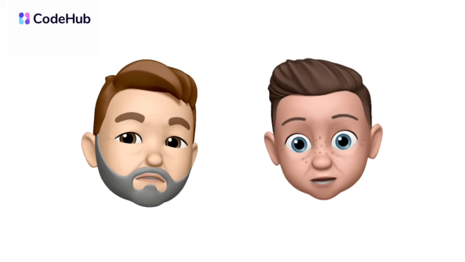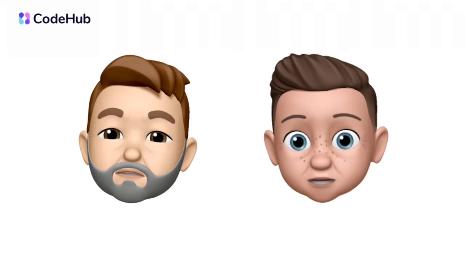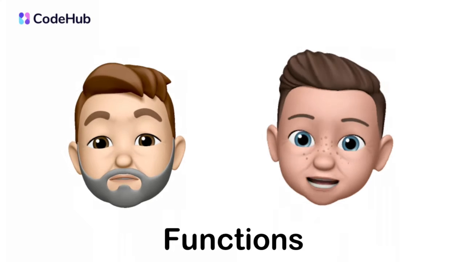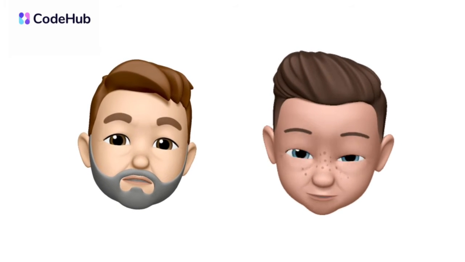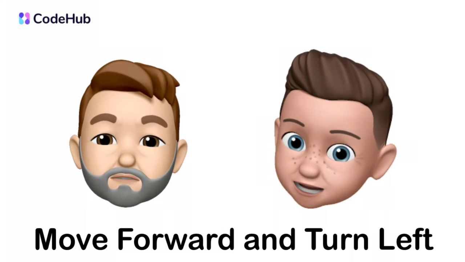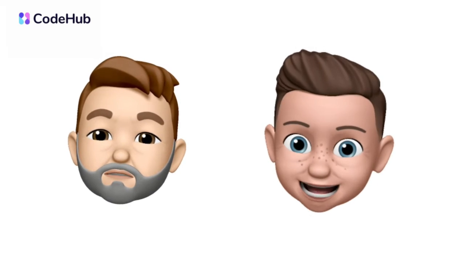Today, we are going to put our commands together to form new behaviours called functions. We're going to use the functions to help Byte solve a problem. He can't turn right. So how can we use move forward and turn left to help Byte turn right? Let's get started.